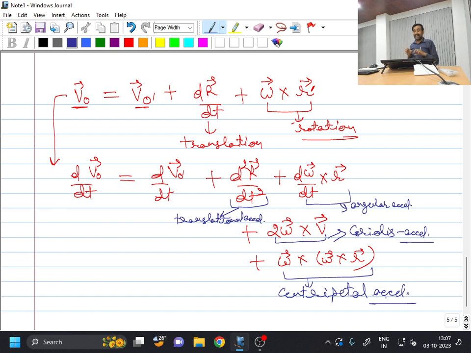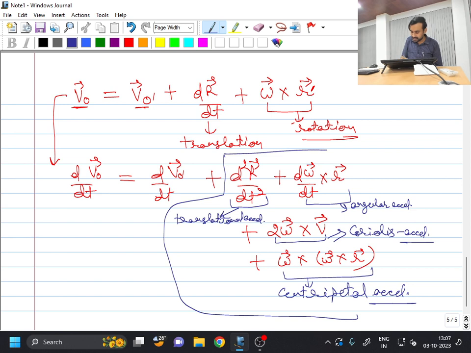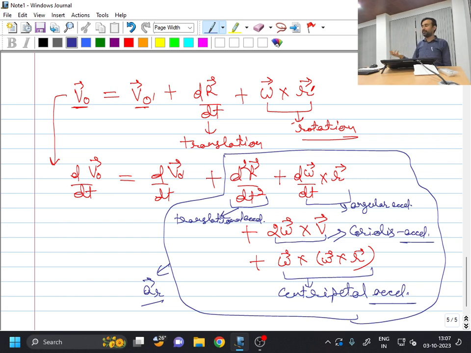So ultimately you can see that when I have a complex situation, meaning the frame is undergoing both translation as well as rotational motion, then this entire package is my a_r vector. The a_r vector has 4 components. One component is the translational acceleration, another is the angular acceleration, the third is the Coriolis, and the fourth is the centripetal acceleration. These different types of acceleration will come into the picture for different types of flow situations.